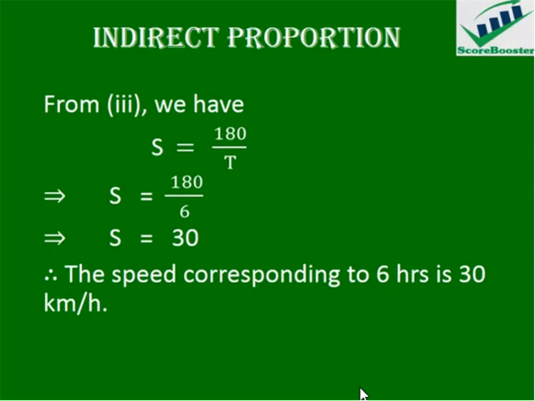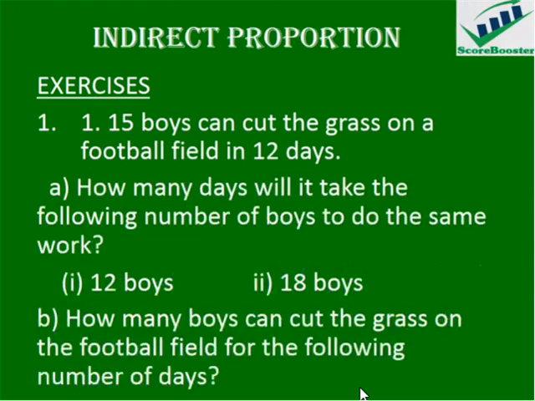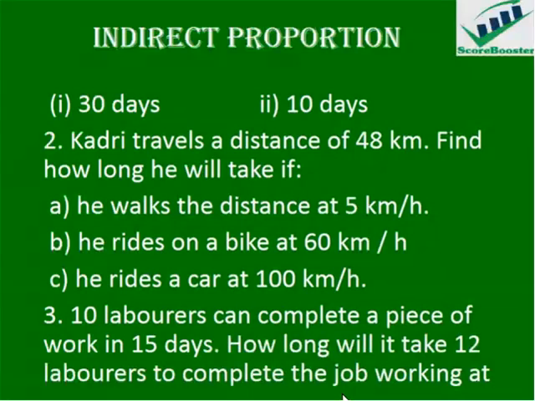Now you have exercises to solve, to check if you really understood what you have been taught. This is like the first example given. The first exercise: you have to find the number of days it's going to take 12 boys to complete the same job, and the number of days it's going to take 18 boys. The second one says you should now find the number of boys that can complete the work in 30 days and 10 days. Then, Kadri traveled a certain distance. We have to find how long it will take him if he walks that distance, and if he rides a bike that distance.